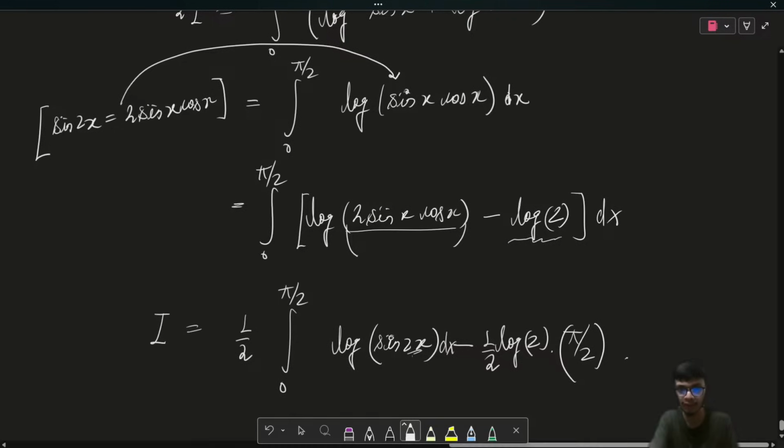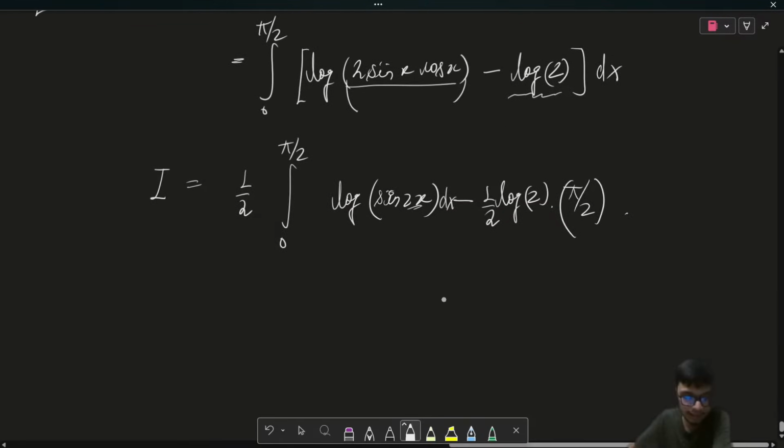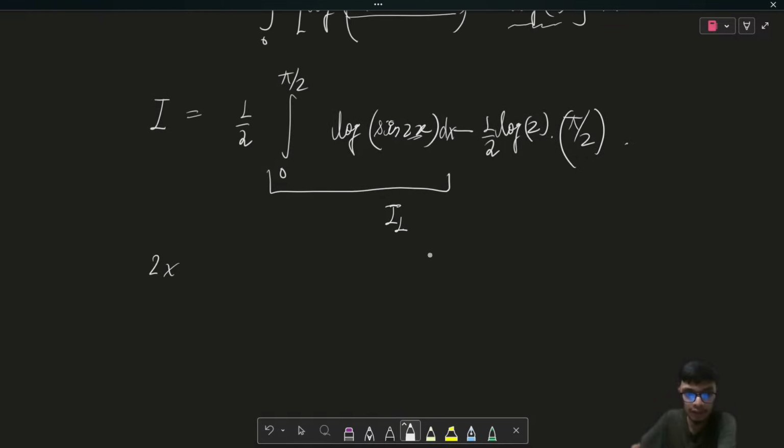Now what I'm going to do over here is, after I have this expression, let us assume this is my another integral, let us say I1. In order to solve this integral I1, I'm going to let 2x as some variable t, right? So if I do this substitution, then this particular I1 can be given as 0 to, so instead of x, the variable limit is basically in t, right?